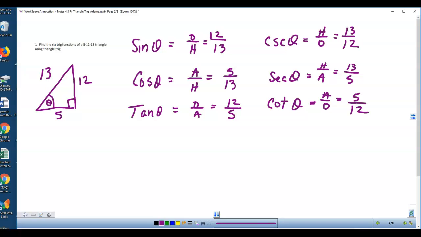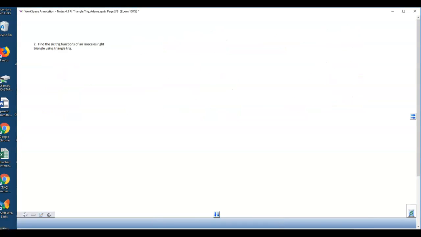All right, next problem. Number 2. And number 2, again, is finding all 6 ratios of an isosceles right triangle. So I have to know what that is to be able to draw my triangle. We learned in geometry that isosceles means it has 2 of the same sides. And if it's an isosceles right triangle, it also has to have a right angle in it.